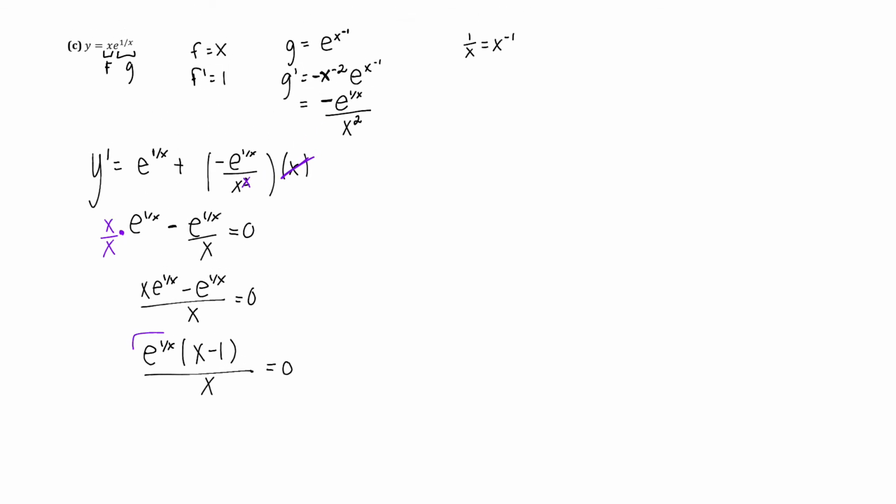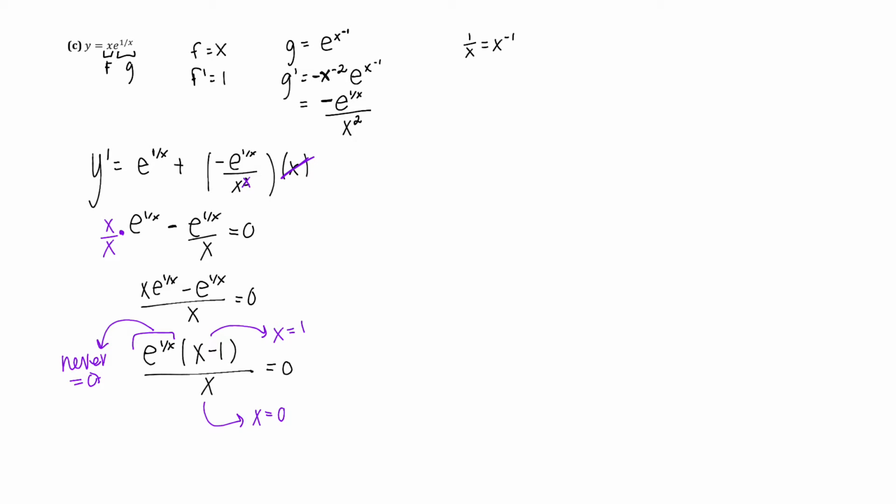So e, we already said that this will never equal 0, so we don't have to worry about it. Here we get x equals 1, and here we get x equals 0. Now here's where you have to be a little tiny bit careful. It's okay to make the denominator of your derivative undefined, as long as it's defined in the original equation.